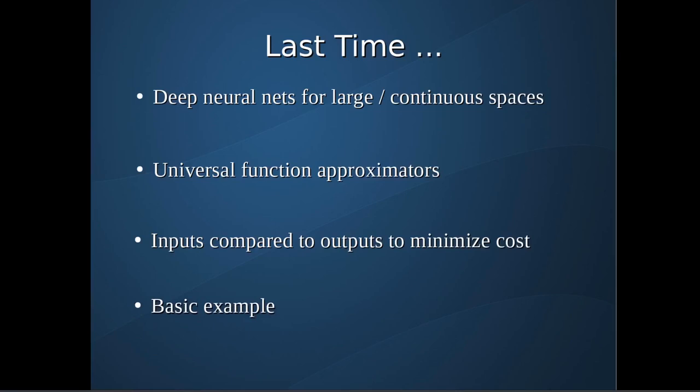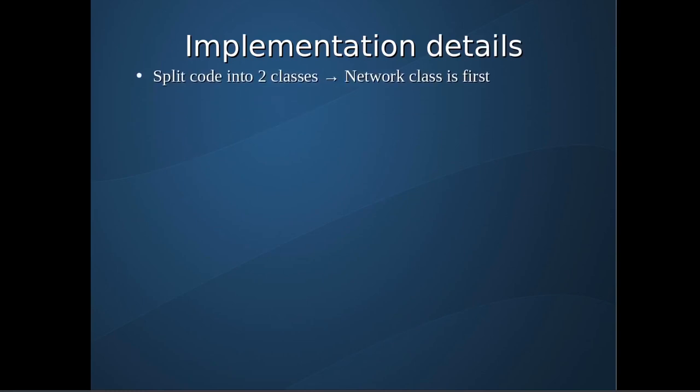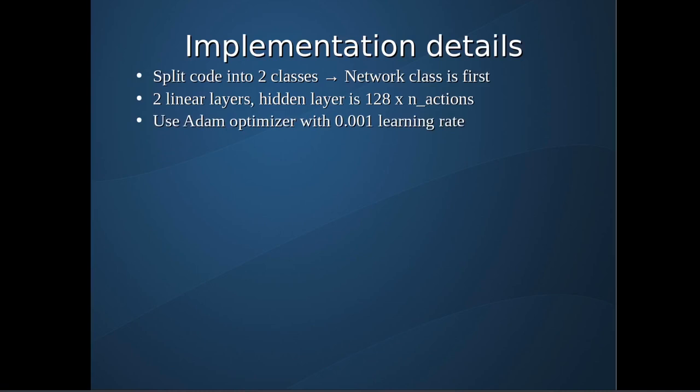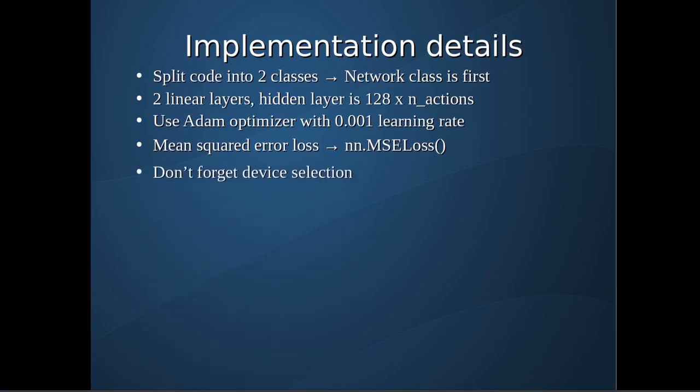Let's move on to talk about how we can implement a Deep Q network for our agent. I recommend splitting up your code into two separate classes. The first class is the Deep Q network itself. Our network class will look very similar to what we had for the simple classifier in the last lecture. We need two linear layers. The hidden layer should have 128 neurons and output n actions. Use an Adam optimizer with our own specified learning rate, which should be 0.0001. For the loss function, we want the mean squared error, or nn.MSELoss. Do the device selection and make sure to send the network to the device. For the feed forward, use a ReLU instead of sigmoid activation. That's all we need for the network class.